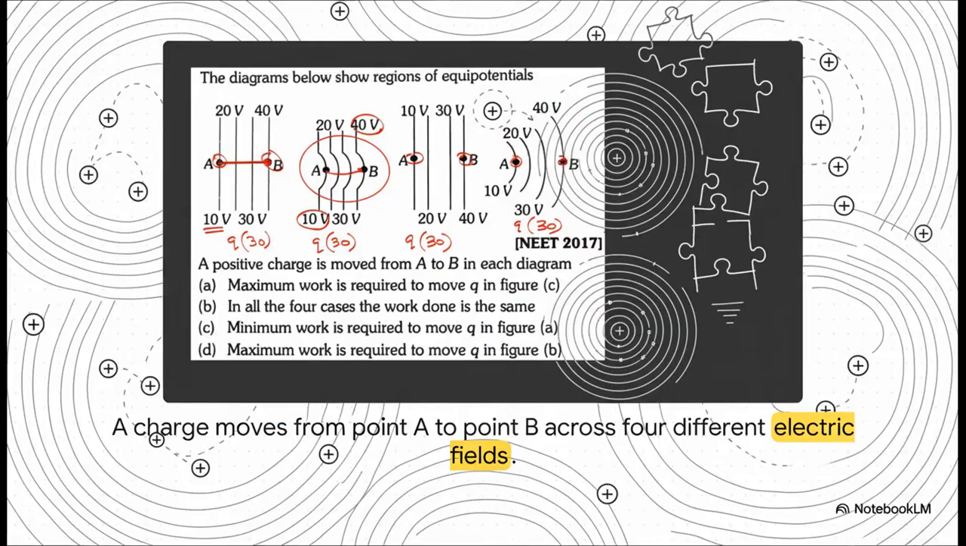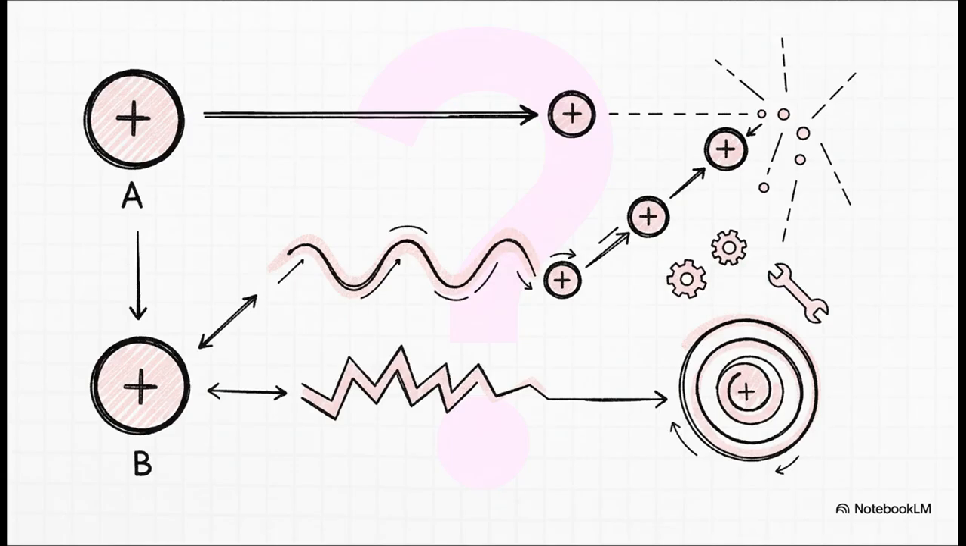Okay, now let's have a little fun with this. I've got a puzzle for you. Check this out. We've got 4 different situations where a positive charge is moved from point A to point B. Just take a look. Notice how the paths are all different, and the equipotential lines look a bit different in each one too. So here's the question. In which of these 4 scenarios do you think it takes the most work to move that charge from A to B? Is it the straight shot? The long, wavy path? What do you think? Take a second and make a guess.